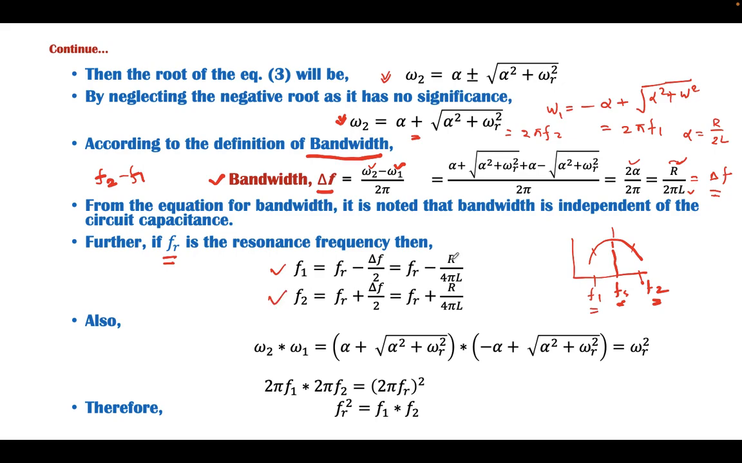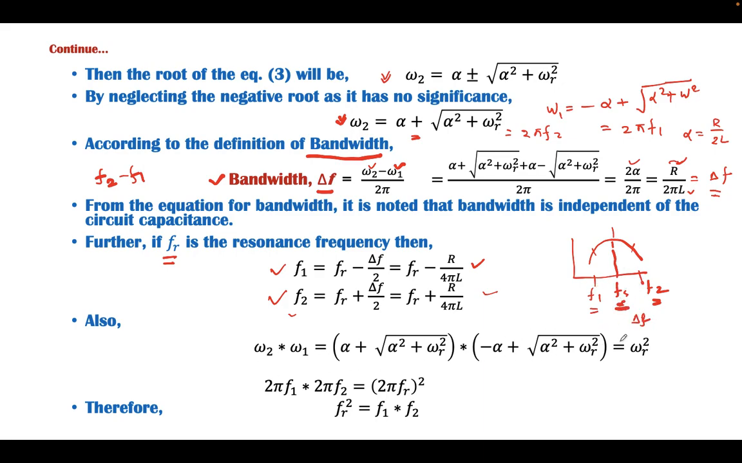From here, in this equation, we can put in the value of delta F by 2, and delta F is nothing but R by 2 pi L. Putting the value of delta F over here, F1 will be FR minus R by 4 pi L. Similarly, F2 will be equal to FR plus R by 4 pi L. Now, this is the relationship for F1 and F2 by knowing the value of FR and delta F.